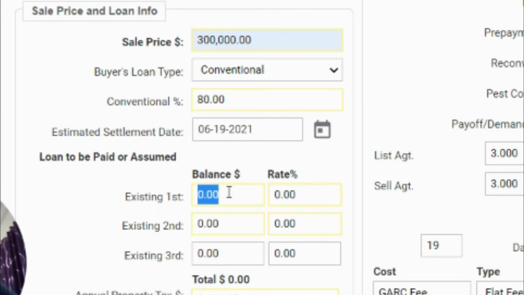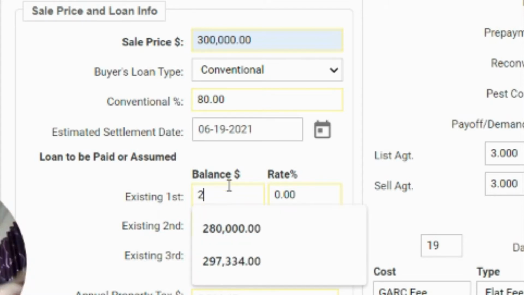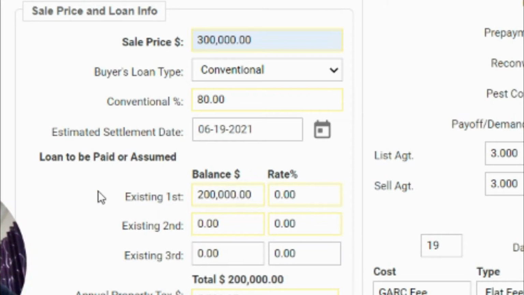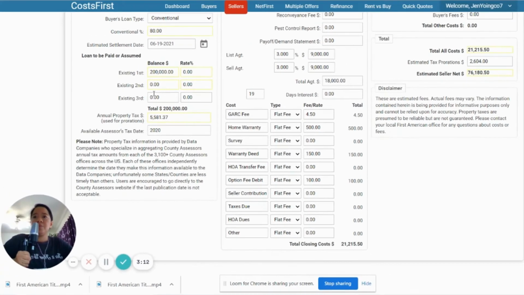If the seller has a loan payoff, a balance on their loan, I assume, for instance, they have it at $200,000, because typically it's not paid off, right? Once you sell the house, either it's paid off or not paid off, you have a loan. But for the sake of this example, let's say the seller has an existing balance on their loan. As you notice, when I inputted the address here, it automatically populated the property taxes. Again, there's a note here that it is provided by data companies, and you have to go directly to the county assessor's website if it's not accurate.